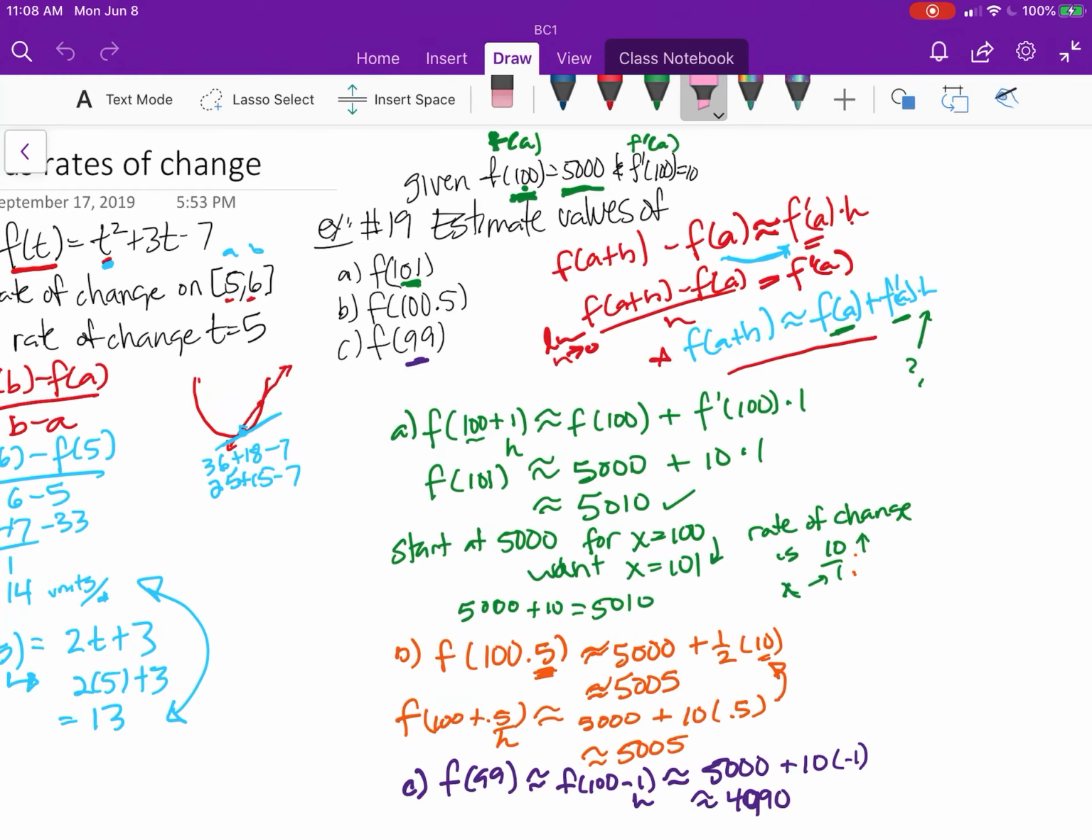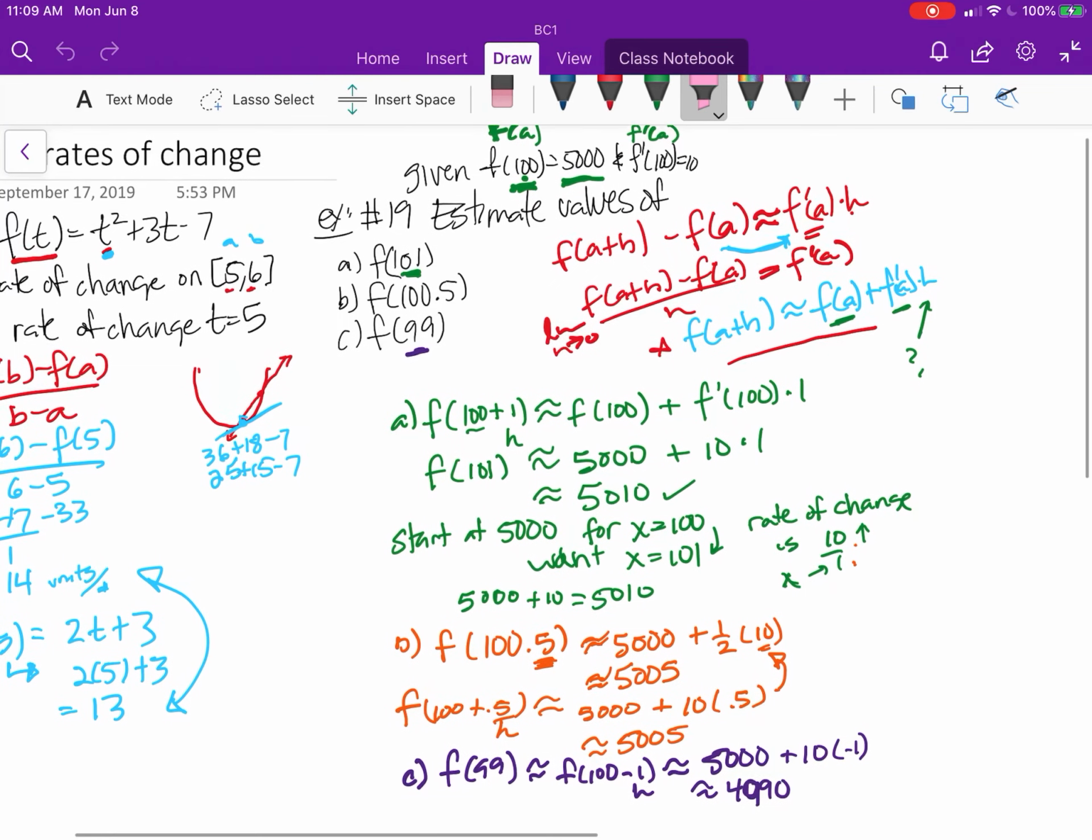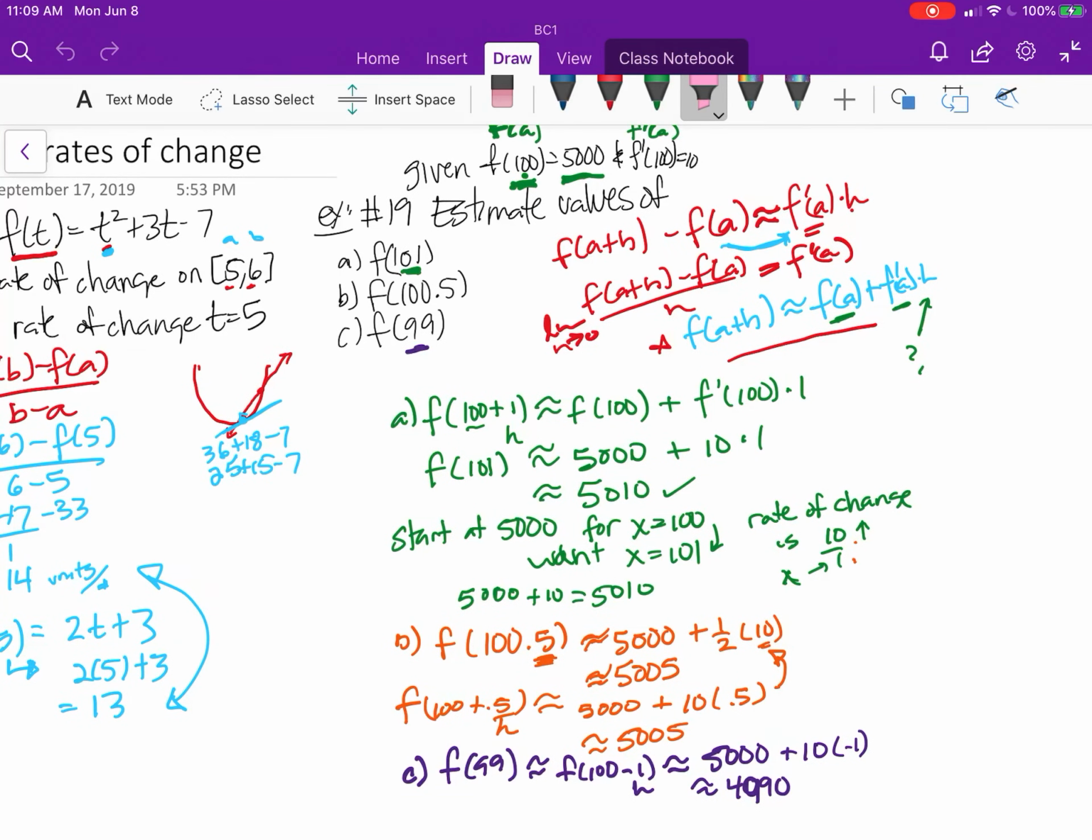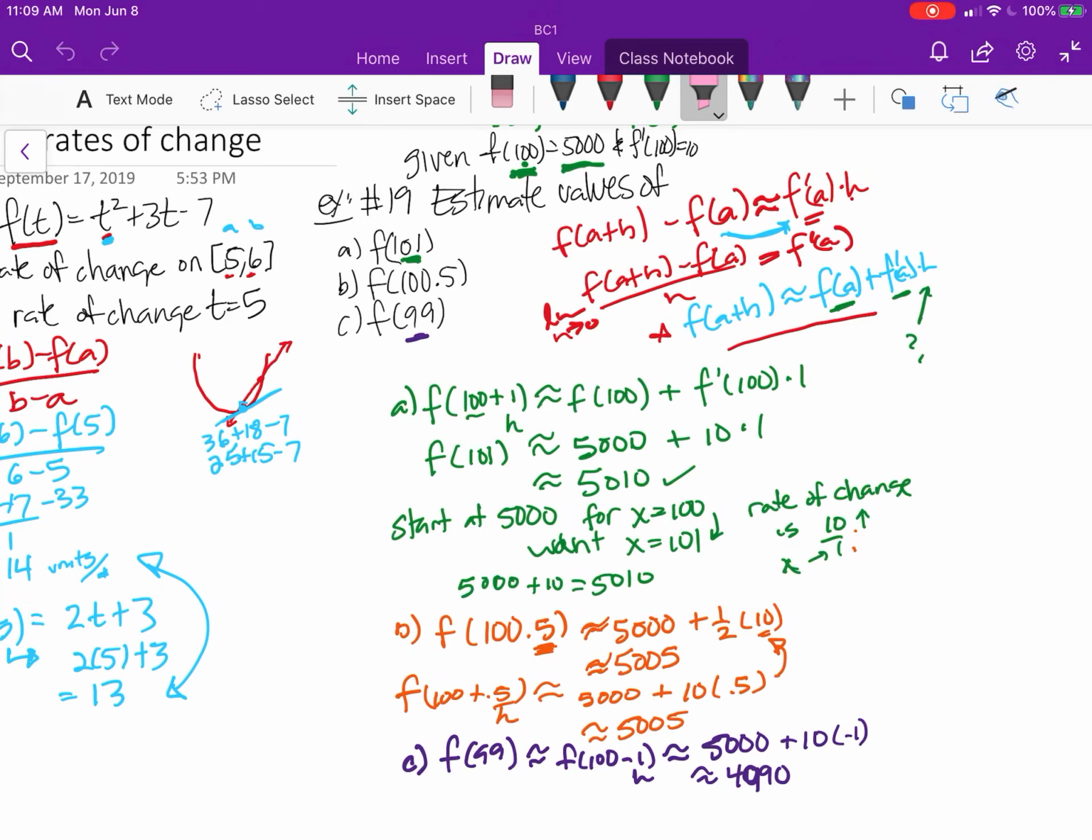The rate of change is 10 for every 1 unit at that given time, and we have a 0.5, so I'm increasing 5. Now you can look at the formula there and see how it's done using it, but that's the gist of this. Remember, these are estimates as well. So at 99, I went back 1 now, right? So if I've dropped 1 and it was changing by 10, then approximately I should drop 10. So 4,990.